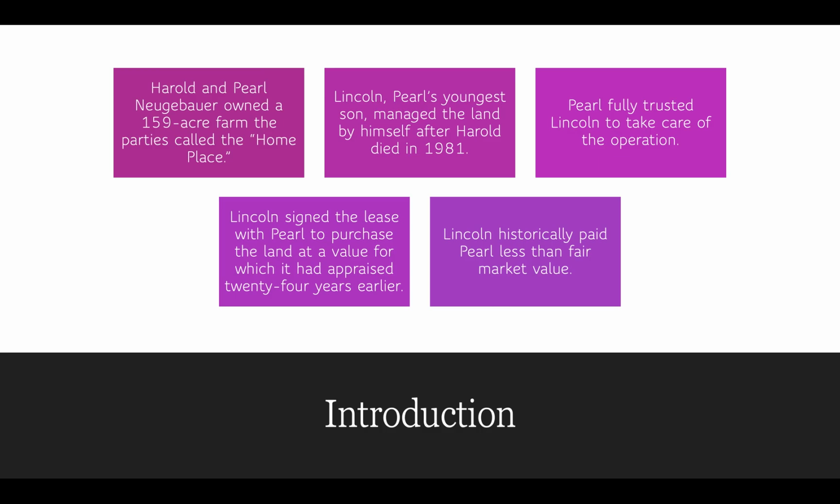In 1984, the farmland home place was appraised at the value of $117,000. And in 2008, there's no dispute that the fair market value of the home place had jumped to $697,000. However, Lincoln somehow managed to sign a lease with Pearl to purchase the land in 2008 at the value for which it had been appraised 24 years earlier, which is less than one-sixth of its current market value. Plus, Lincoln historically paid Pearl significantly less than the fair market value of the rent.